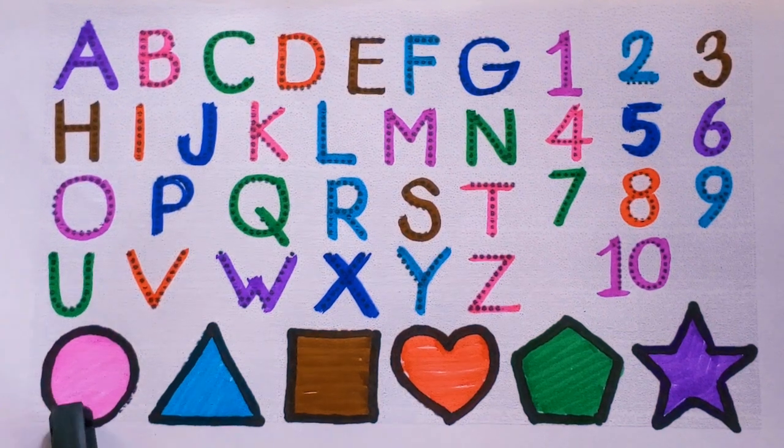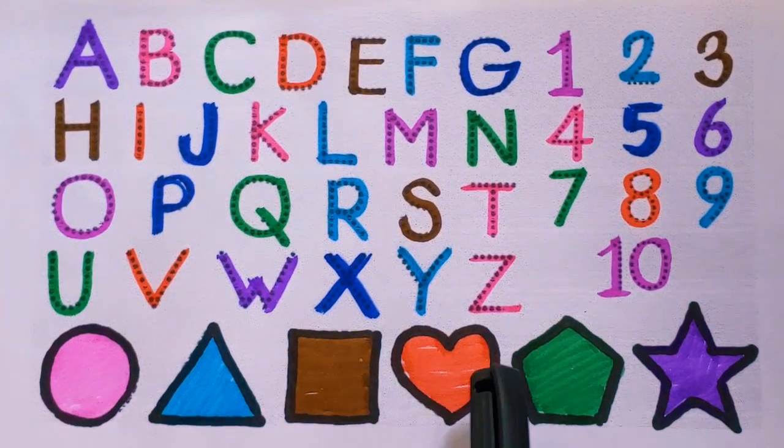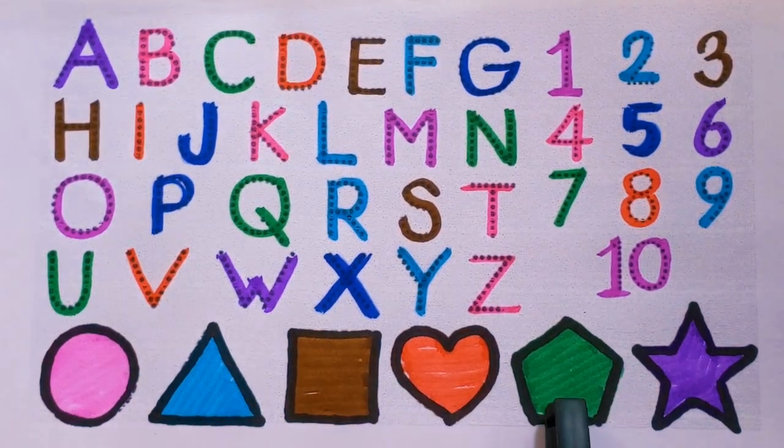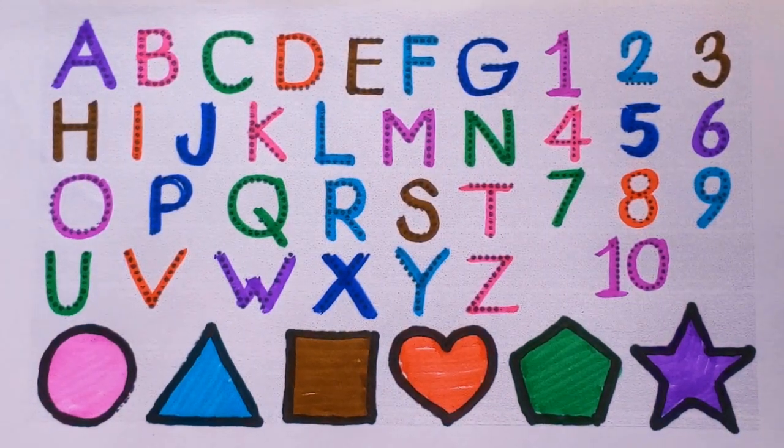Learn shapes with their colors name. Circle shape, pink color. Next is triangle, sky blue color. Square, brown color. Heart, red color. Pentagon, green color. And star, violet color.